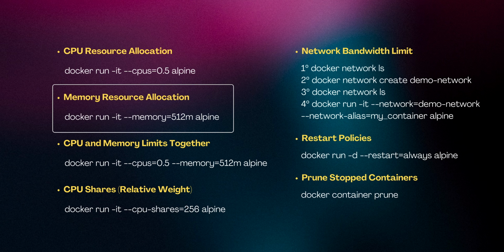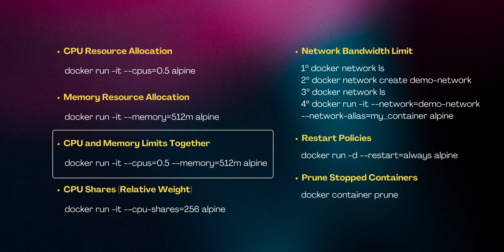Another interesting one is the CPU and memory limitations that are combined together. To apply both CPU and memory limits to the container, you could use docker run -it with CPUs set to 0.5 as well as memory set to 512 megabytes with the usage of Alpine image. This command will combine both CPU and memory limits, ensuring that the container doesn't exceed the specified values for both resources.